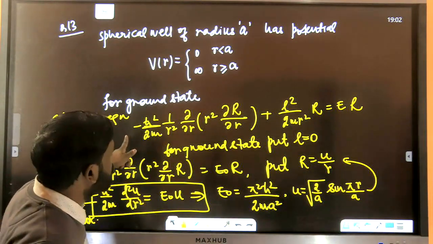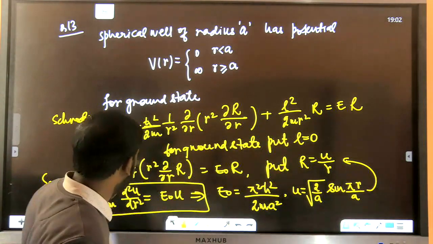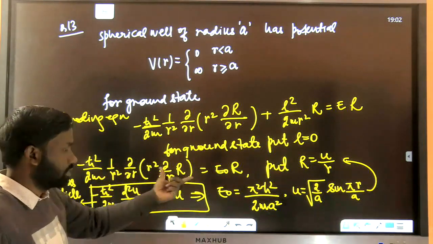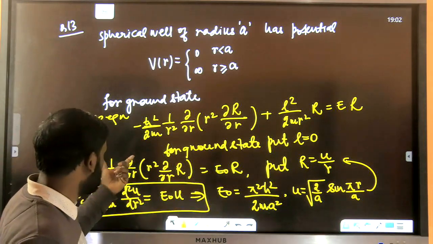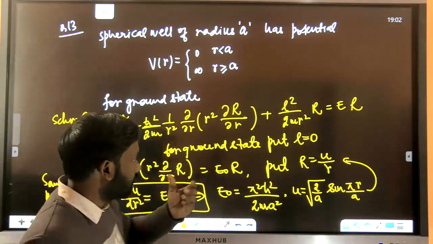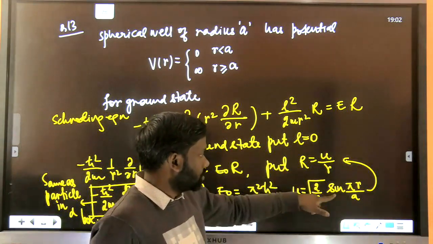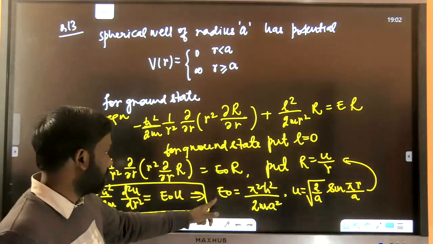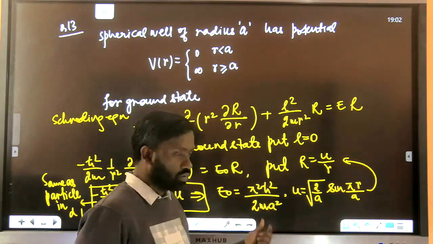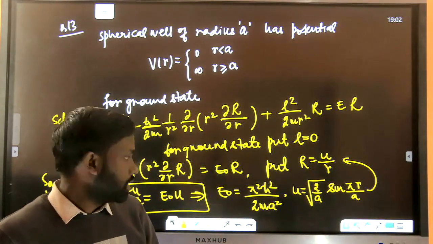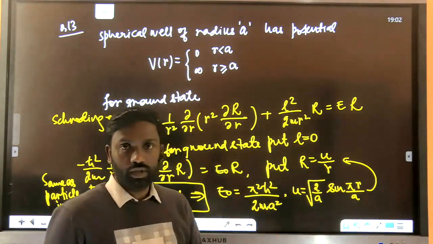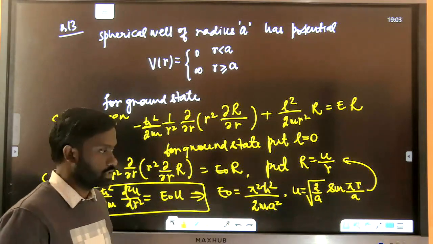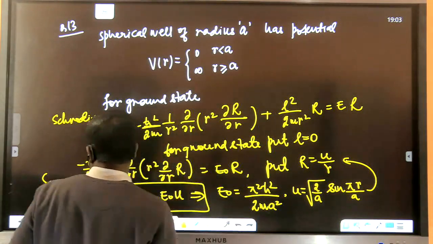One option is this equation, which a student told me was given itself, so obviously this is one correct option. Another correct option is capital R equal to sine function divided by r. And the ground state energy is pi squared h bar squared upon 2 m a squared, so this is also another correct answer. So this question actually had 3 correct options. Now, another question.